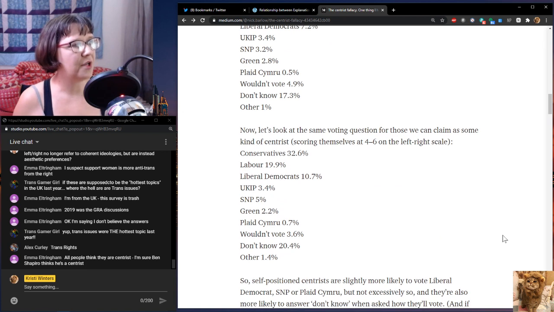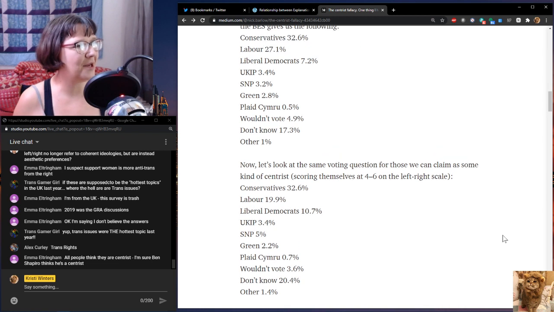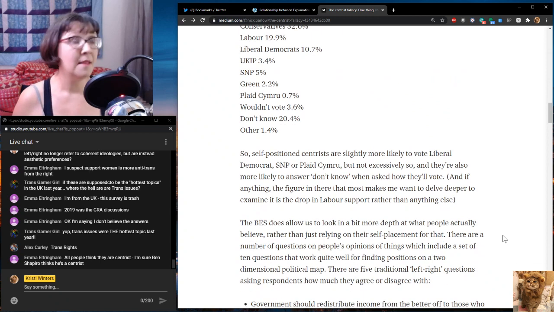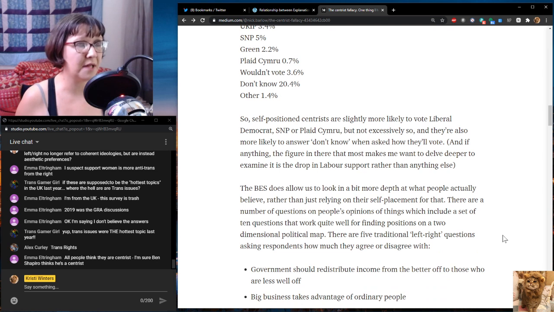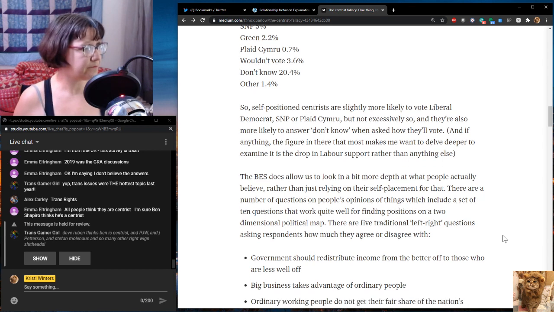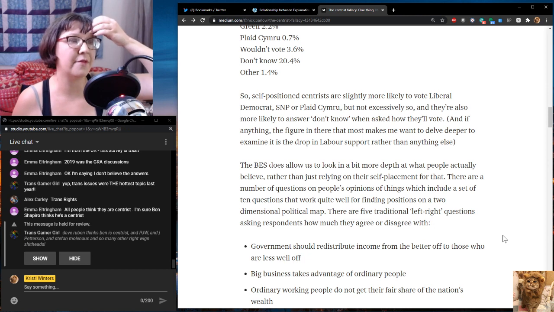Now let's look at the same voting question for those who claim to be some kind of centrist, scoring themselves at 4, 5, or 6 on the left-right spectrum. Conservatives 32.6%, Labour 19.9%, Liberal Democrats 10%, UKIP 3.4%. So, self-positioned centrists are slightly more likely to vote Liberal Democrat, SNP, or Plaid Cymru, but not excessively so. They're also more likely to answer don't know when asked how to vote. If anything, the figure that makes me want to delve deeper is the drop in Labour support rather than anything else.